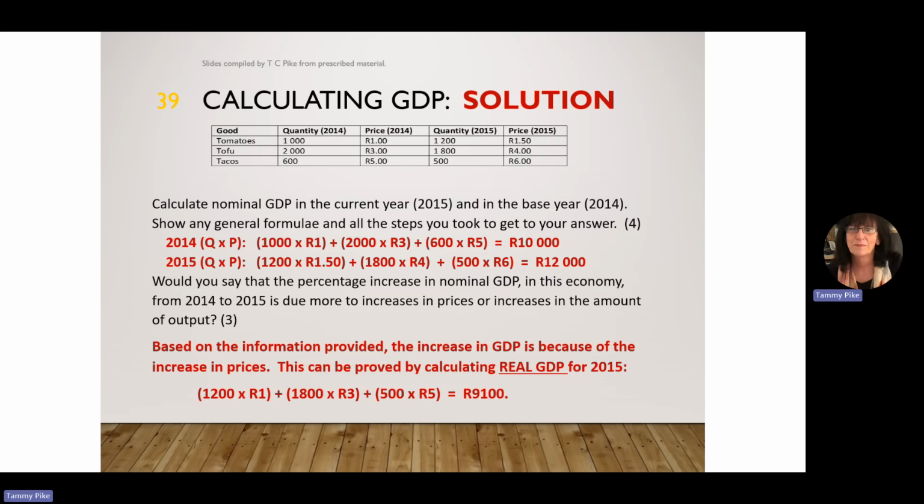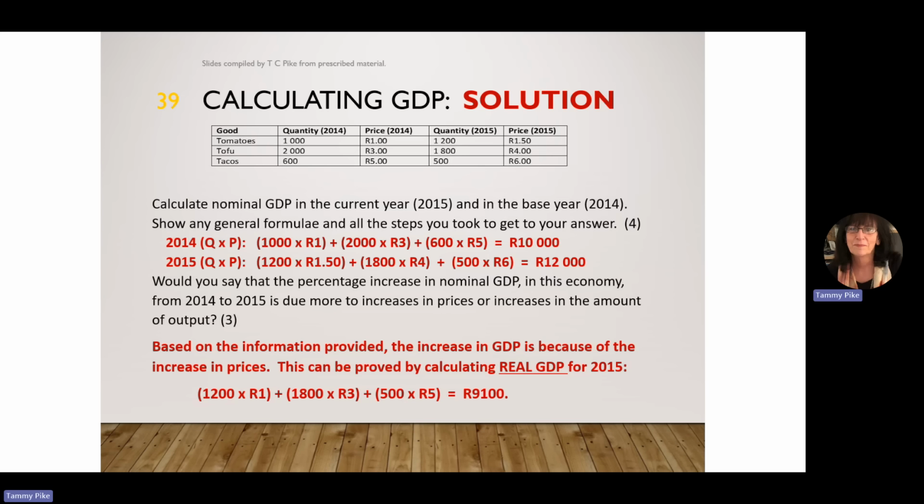All right, so now the next question said, would you say that the percentage increase in nominal GDP in this economy from 2014 to 2015 is due more to increases in prices or increases in the amount of output? Now, you could go in and calculate your new minus old, divide by old, times 100, and give me the actual percentage, but they haven't necessarily asked us to do that. On reflection, I haven't put it into my answer, but I would do that calculation anyway. But then I would go in to give the explanation.